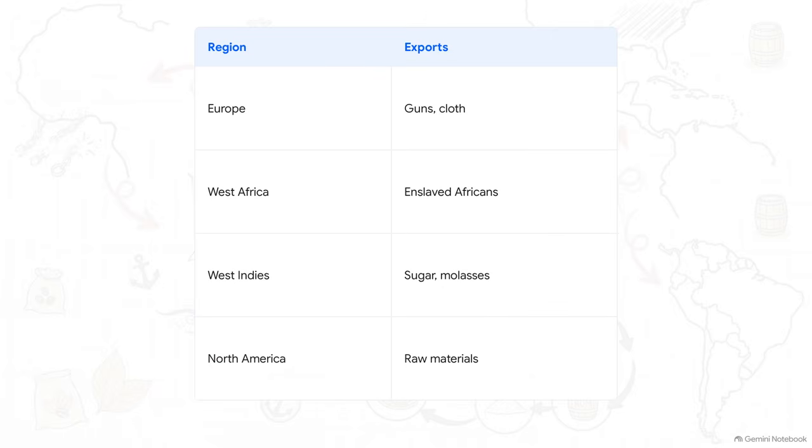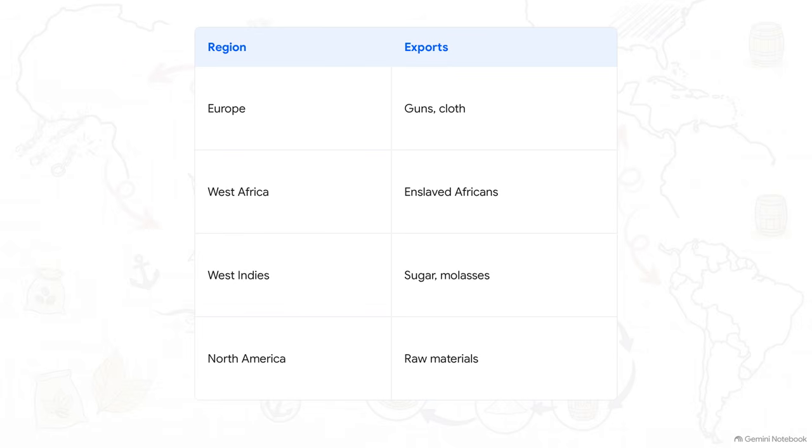Let's break down exactly what was moving across these ocean routes, because every participating region specialized in different exports. Europe shipped manufactured goods, cloth, ammunition, and guns down to West Africa. Then in West Africa, European and coastal African traders violently forced human cargo, enslaved African men, women, and children, onto ships bound for the Americas.